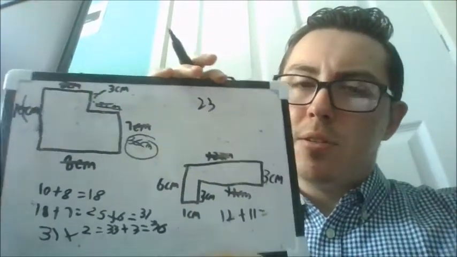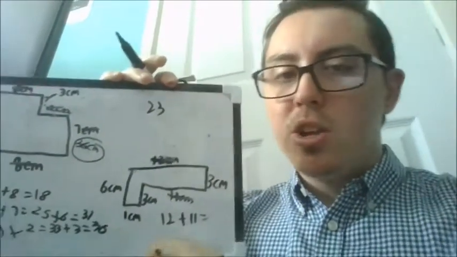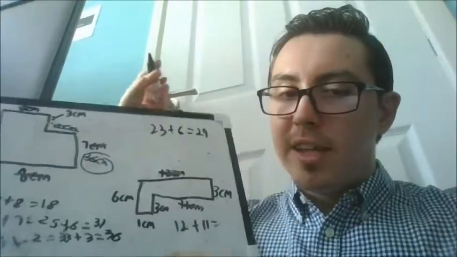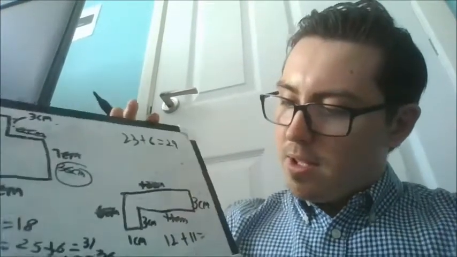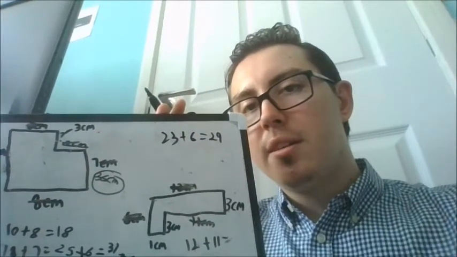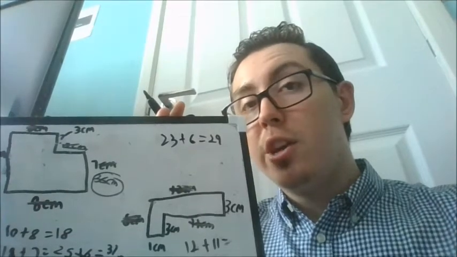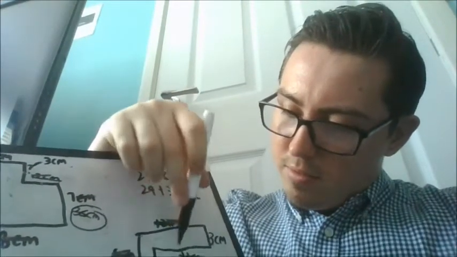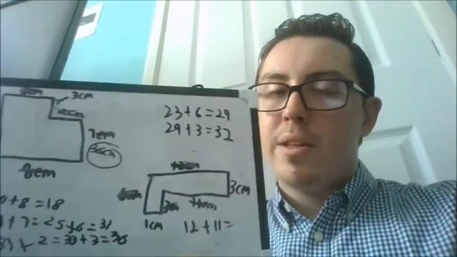What other numbers can we add now? Let's add the 6. 23 add 6 is 29. So let's get rid of the 6. What else can we add? Let's add the 3. 29 add 3 is 32. There you go, 32. Oh, we have another 3. 32 add 3. Hi guys, something happened to the video there, but I would have done 32 add 3 is 35, and add my final one, 35 plus 1 is 36 centimetres.